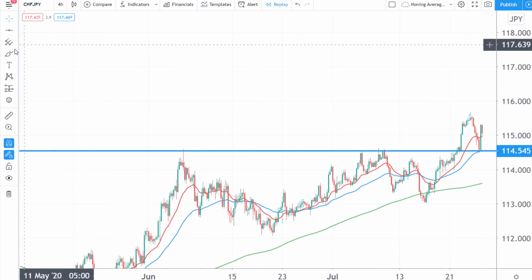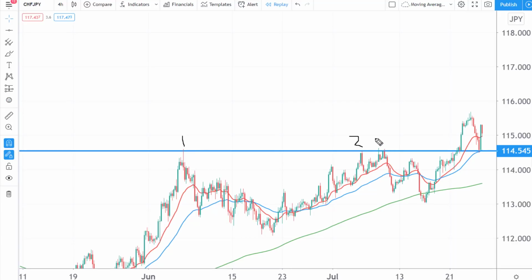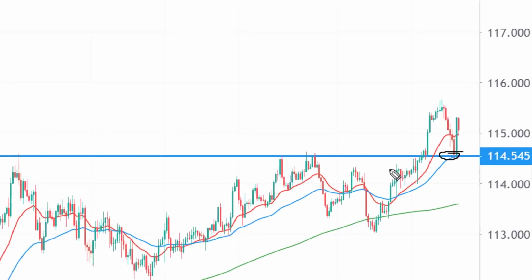So what I like to do is I like to count how many times it's touched, and we'll just go with the most recent ones because this will be enough. So it's got 1, 2, 3 touches, closes above, and that's enough for me to be then looking at potentially entering the position when it comes back down to the 114.55 area.